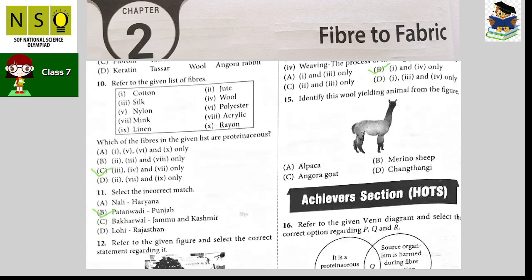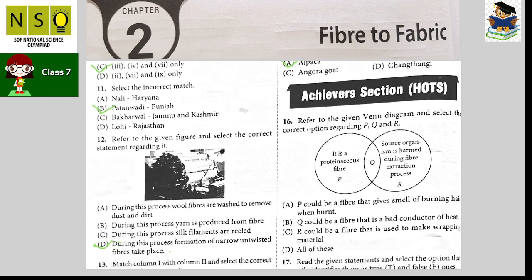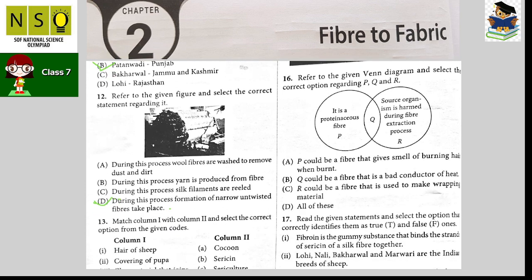We have to identify which animal this is, and it gives wool to us. Yes, it is alpaca. It belongs to the family of camels, and we yield wool from it. So these were the few practice questions. Now we will do some achiever questions as well from this chapter.